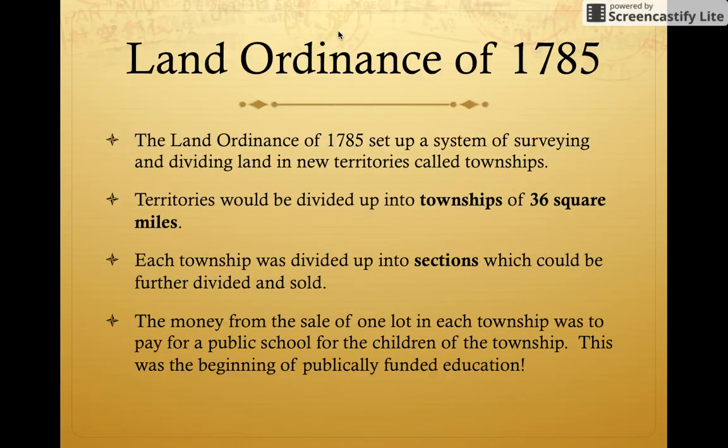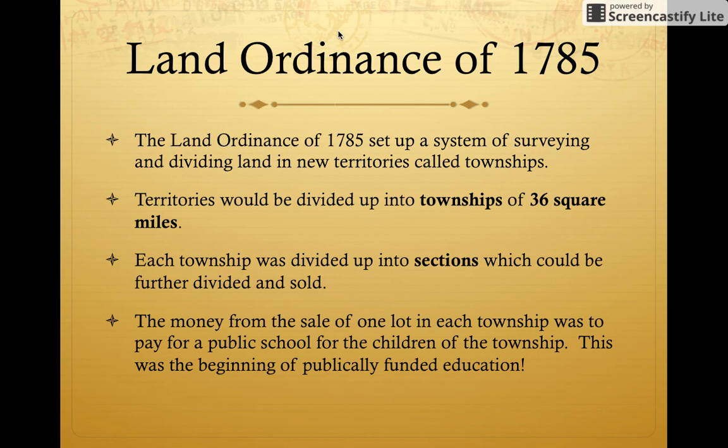So, a lot of students have questions in regards to the difference between the Land Ordinance of 1785 and the Northwest Ordinance of 1787. So, I'm going to clear that up. Well, one of them was written in 1785 and one was written in 1787. So, that's the difference right there. No, I'm just joking.